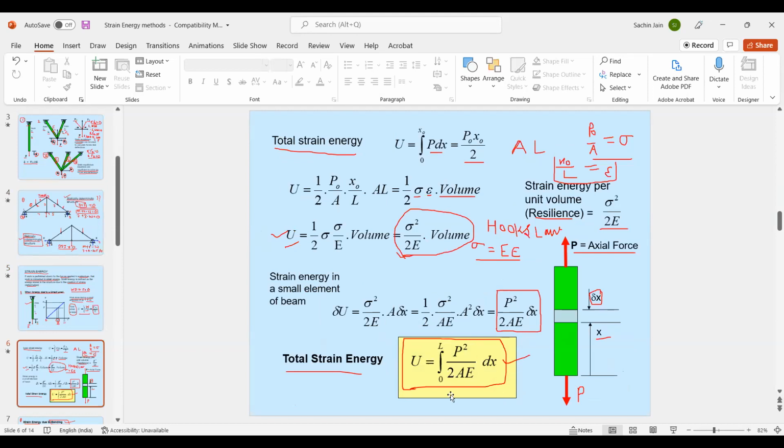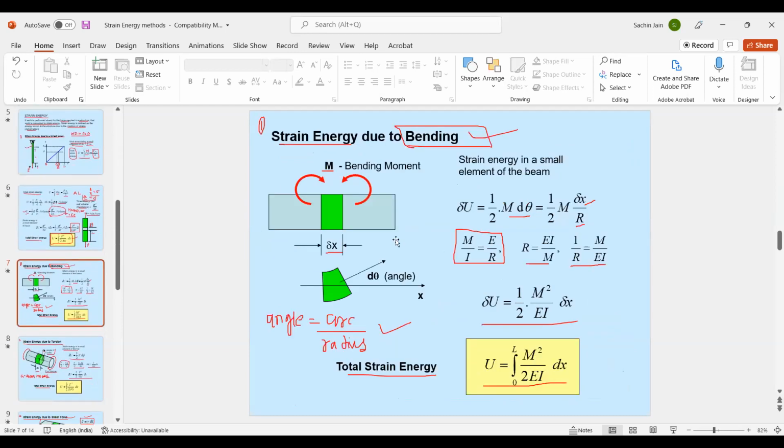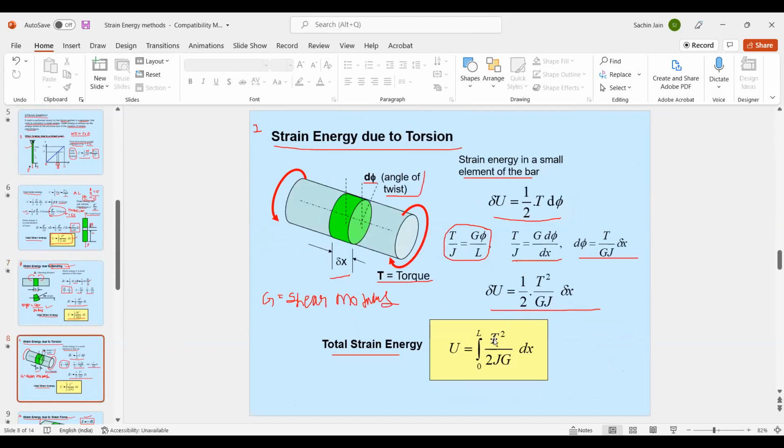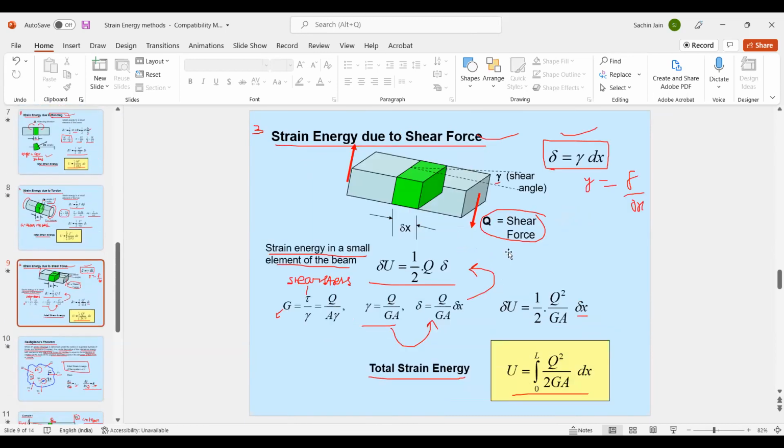This is given for the direct force: U is equal to the integration from 0 to L of P squared upon 2AE. Due to bending, similarly, U is equal to the integral from 0 to L of M squared upon 2EI. Due to torsion, T squared upon 2JG from 0 to L. And due to shear force, Q squared upon 2GA from 0 to L. These are the four formulas you need to remember.